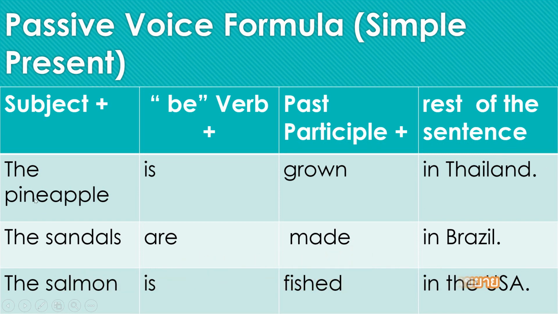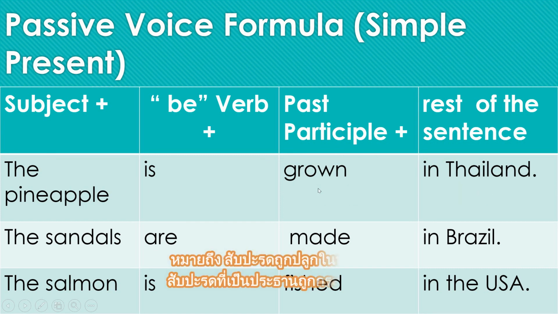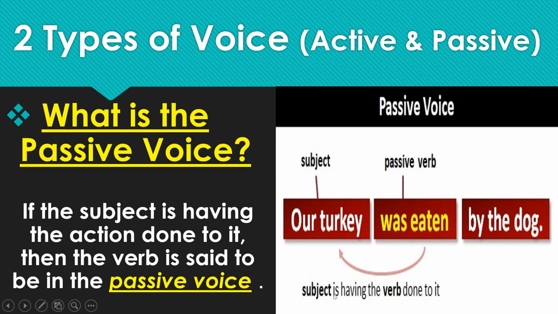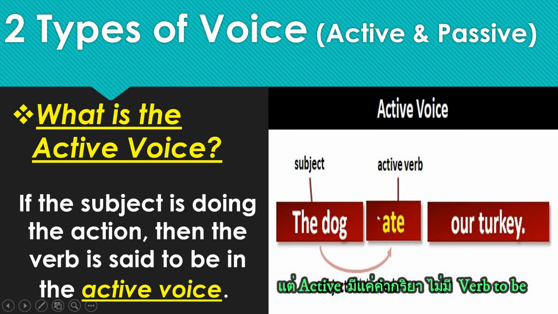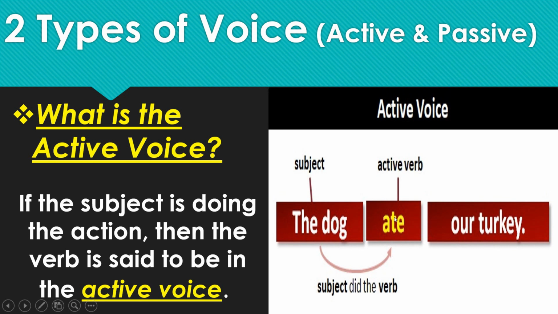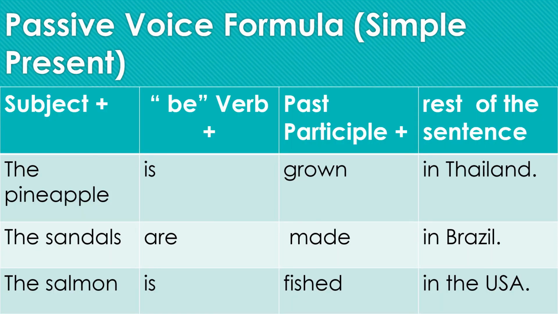For example, here, the pineapple is grown in Thailand. Grown is the past participle of grow. So always remember, passive voice always has a be verb and then a past participle. Take a look at the example here. Here we have was eaten. We have passive. We have verb to be, and we have past participle. But in the active voice, it's just a verb, no be verb. Okay. So in the active voice, there is no be verb, while in the passive voice, there is a verb to be or be verbs.